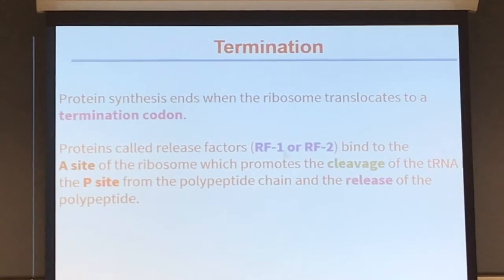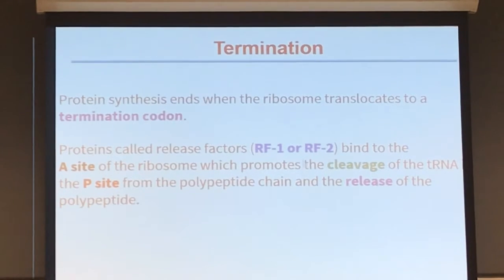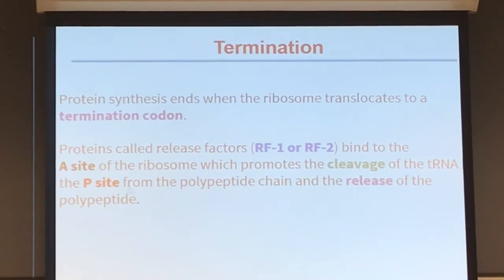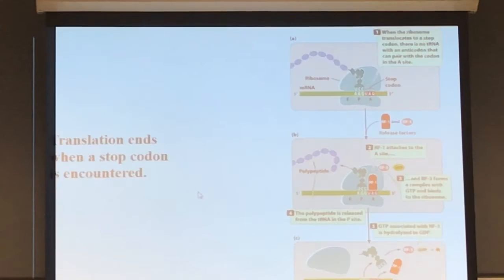So at this spot, proteins called release factors play a very important role. What they do is they bind to the A site of the ribosome, and they promote the cleavage of the transfer RNA in the P site from the polypeptide chain. So thereby they release the polypeptide chain here.